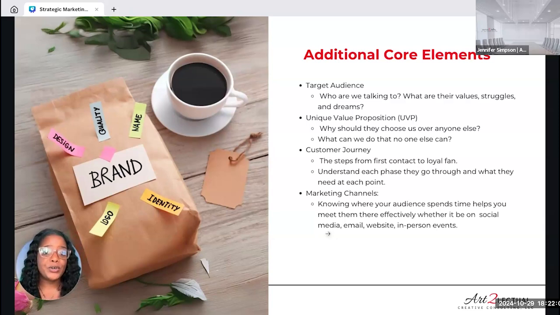And so knowing who you're talking to is a huge factor, especially in terms of ROI, because when you know who you're talking to, you're able to make strong marketing budget decisions. And so, what are their values? What are their struggles? And what are their dreams? So, when you know those things, you know where to find them.